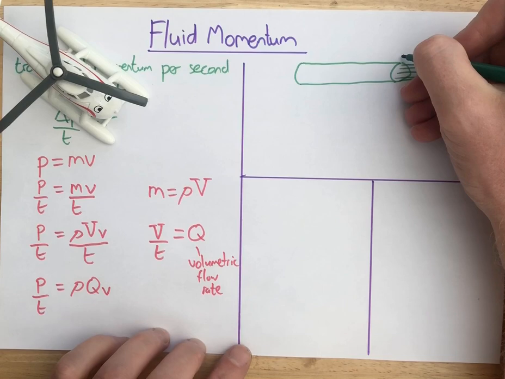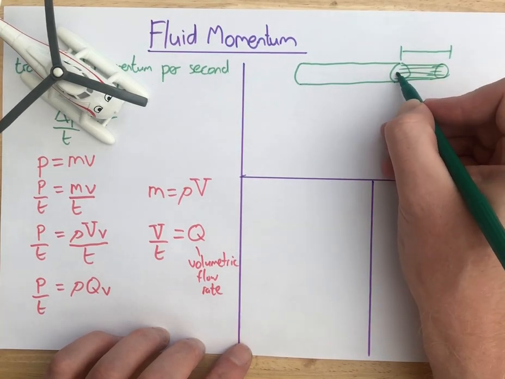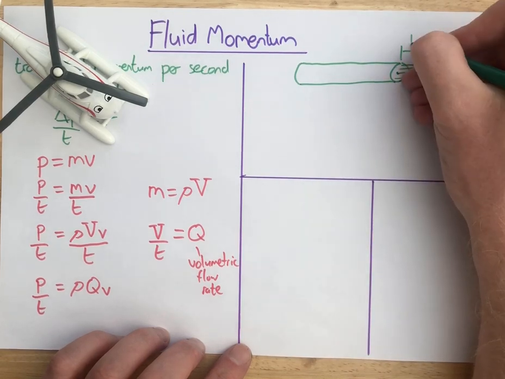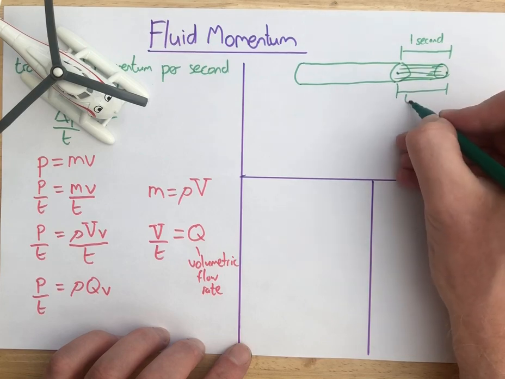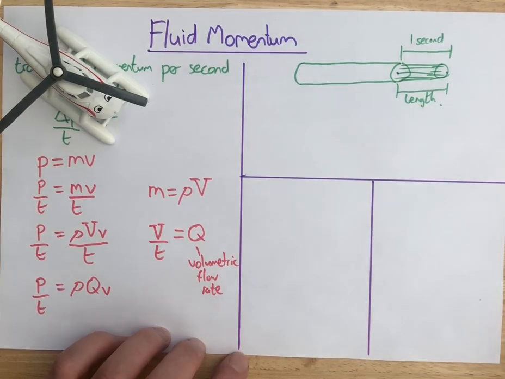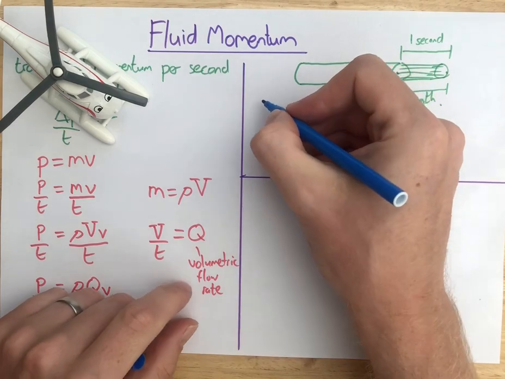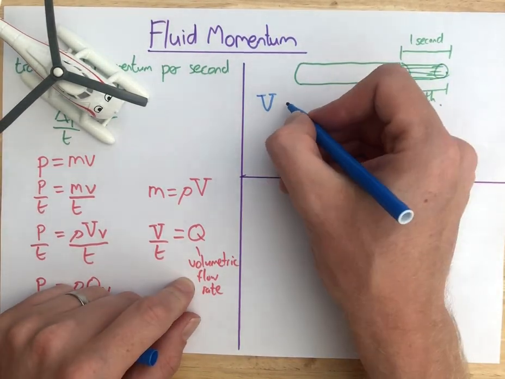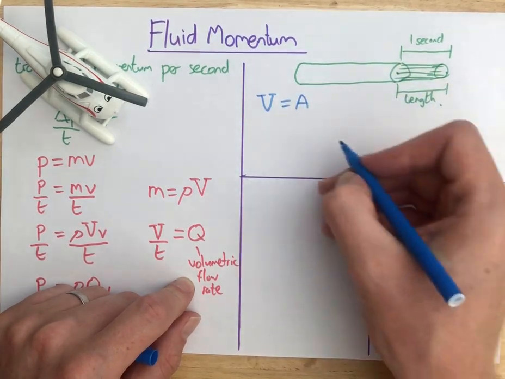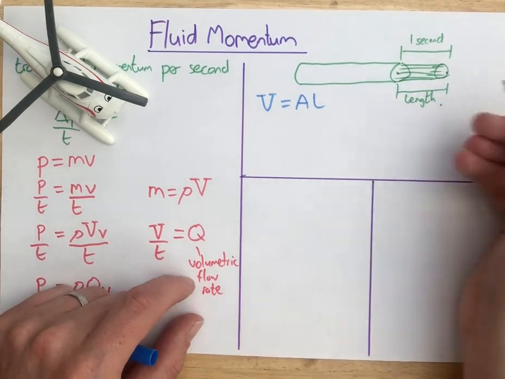If that was in a time of 1 second, so that fluid had gone from the opening to there in 1 second, so we'll call that 1 second. The length of that column would give us a little bit of information that links volume. So the volume of that cylinder of liquid that's emerged in a second would simply be given by simple geometry: the cross-sectional area of the cylinder, multiplied by that length.